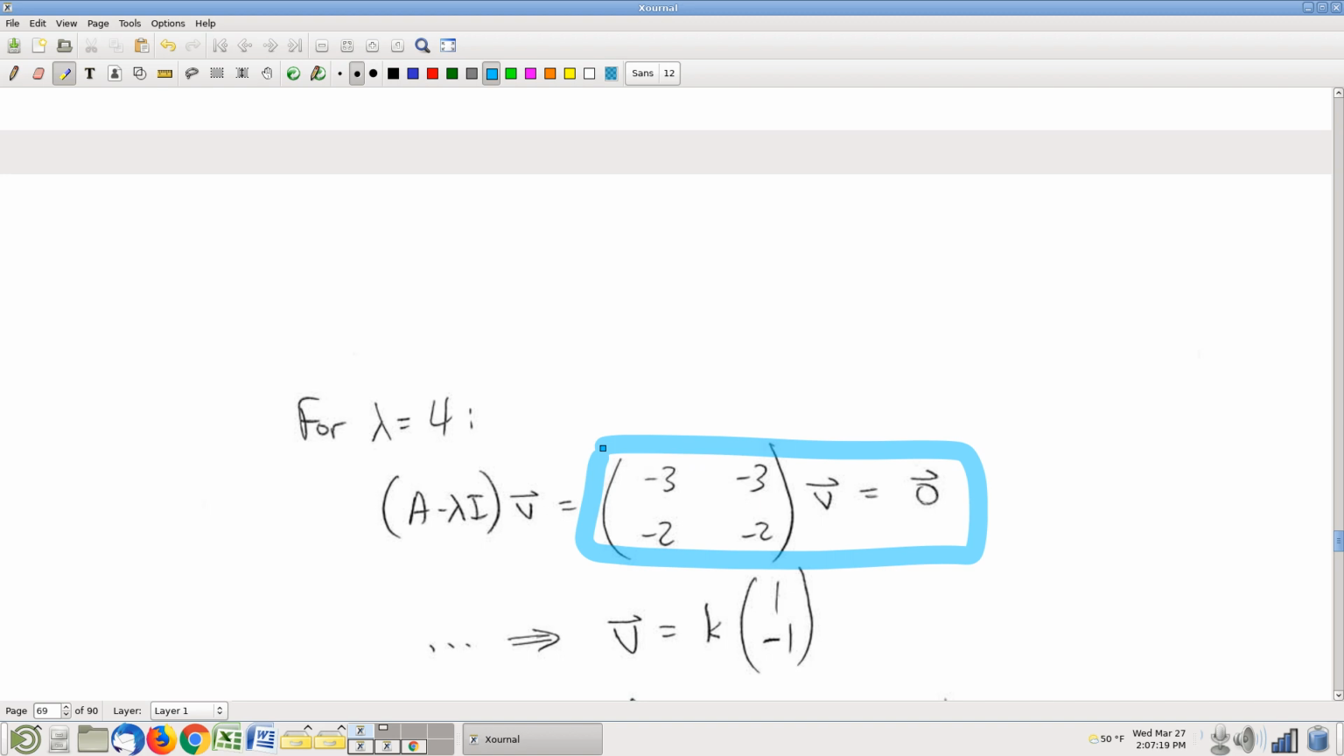Let's just talk through it. This matrix, the rank can't be 2. We know it's singular. The rank can't be 0. It's obviously not all zeros. Therefore, the rank is 1. Therefore, the dimension of the null space is 2 minus 1, namely 1. We're looking for a one-dimensional vector space.